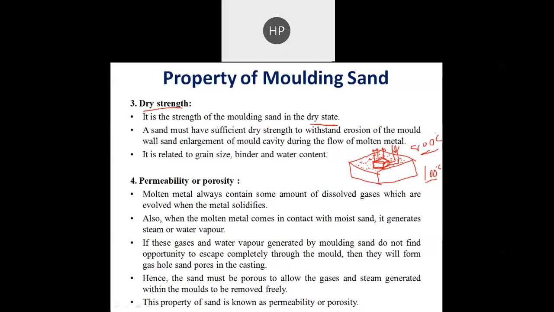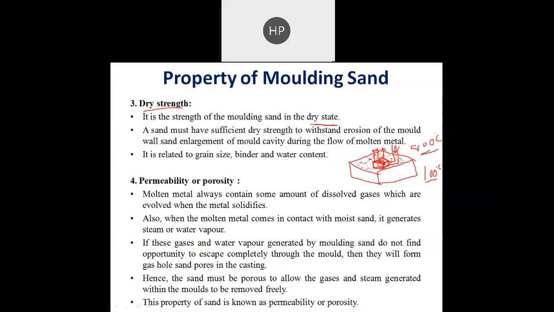Why? Because if the sand becomes dry, and in that case it does not have strength, then what happens? The dry sand will come into that hollow cavity, and it will mix with your molten metal. And if that sand goes inside the molten metal, and then it is solidified, then what happens? That is a defect. You are not getting a uniform casting product.